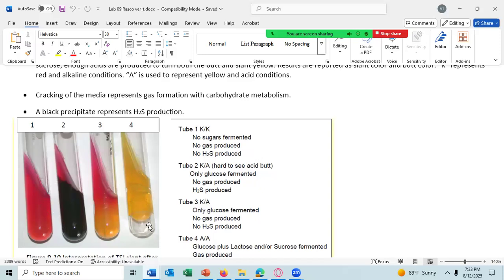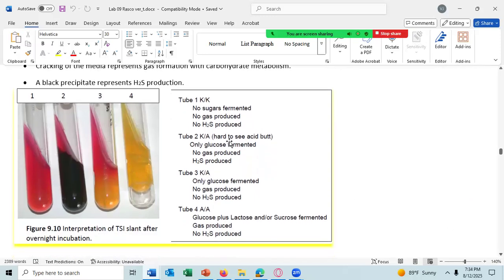Let's move on to tube 4. Tube 4 is yellow both in the slant and in the butt. So we know that lactose or sucrose is fermented, one or the other. The reason is because if only glucose were being fermented, it would be yellow in the butt, but the slant will turn reddish or pinkish. And I'll talk about that in a little bit. No hydrogen sulfide being produced because it's not black, tube 4.